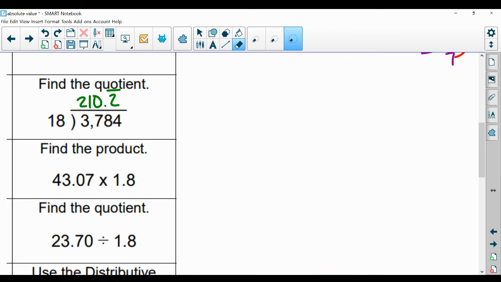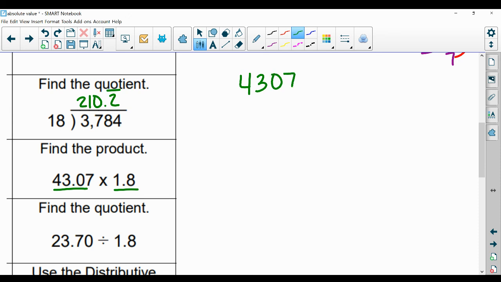All right. Next problem we have is to find the product. Now, when we find the product of a number, remember, we don't have to line up decimals. The only time we line up decimals is when we add and subtract. When we find the product, we pretend that the decimal doesn't even exist. So I'm going to pretend I have 4,307 times 18.